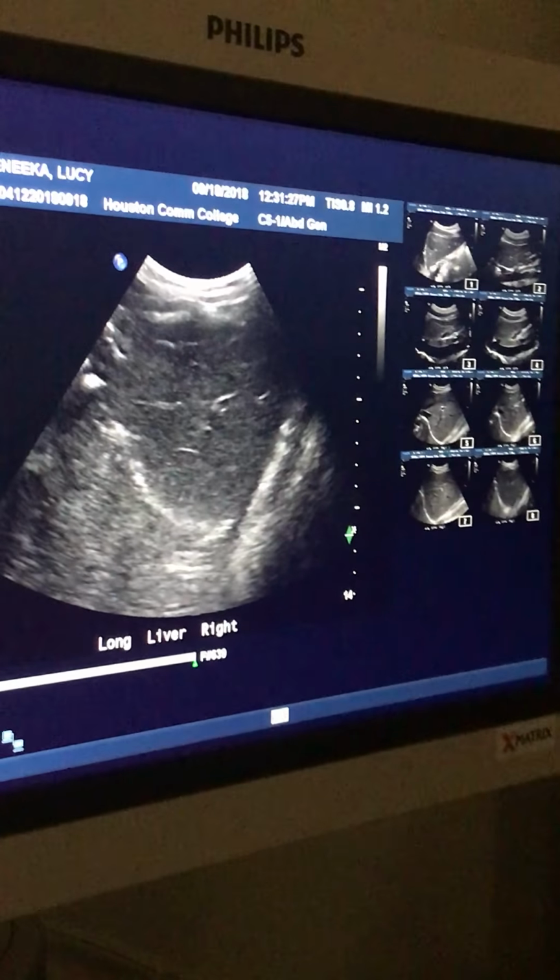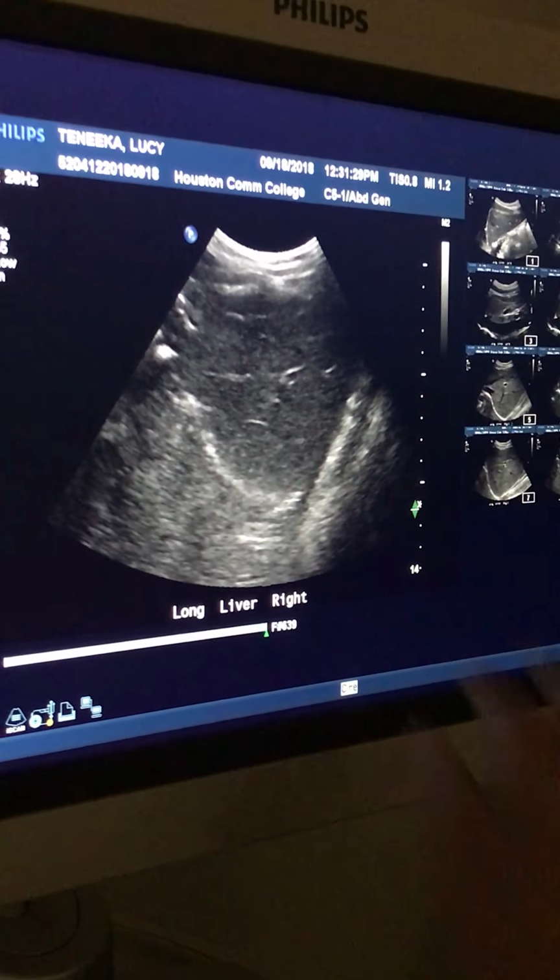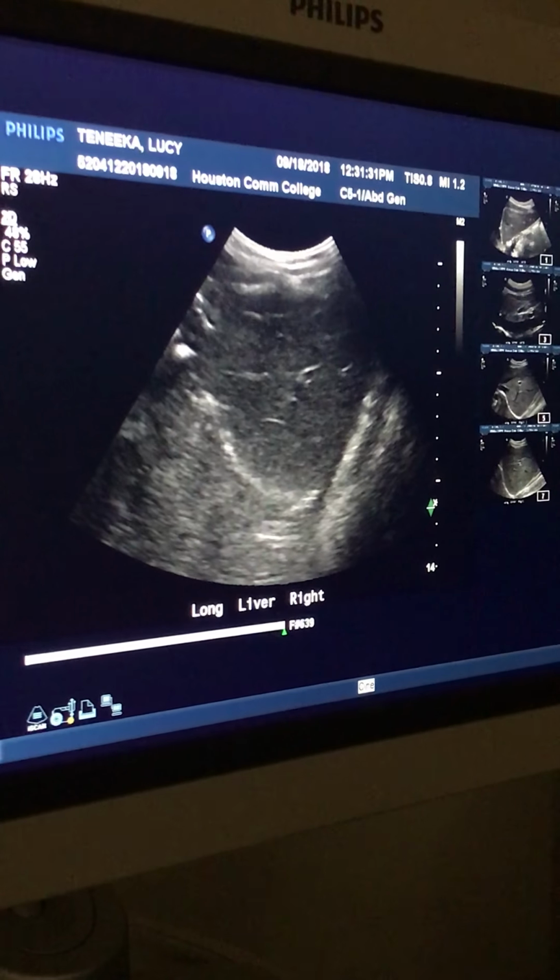When you say dome, we're talking about the diaphragm down there, right? This whole thing is your dome. So the top dome portion of your liver, okay, right here.